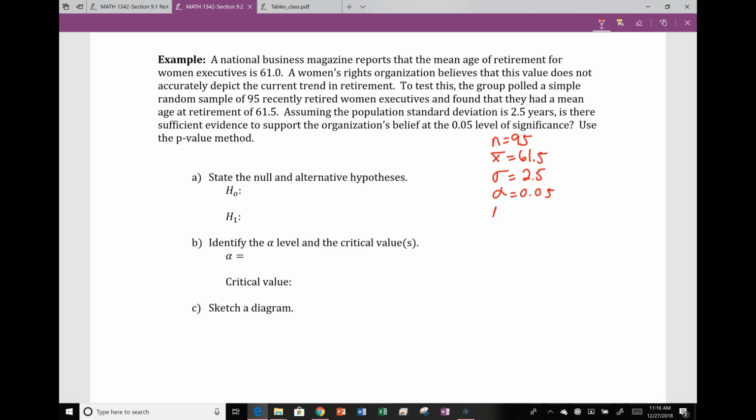So that means that we start out with believing that our mean is 61. So our null and alternative hypotheses are going to be compared to 61. Now, rereading this, a women's rights organization believes that this value does not accurately depict. Does it say that they believe it's less than or greater than? No, they just say that it's not equal to. So we have a not equal to. Okay, so our alpha is 0.05.